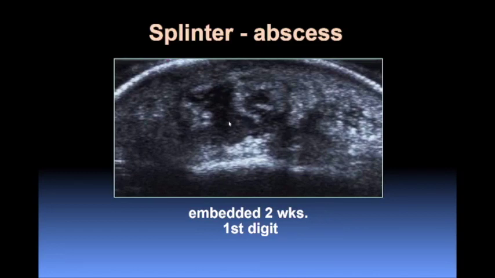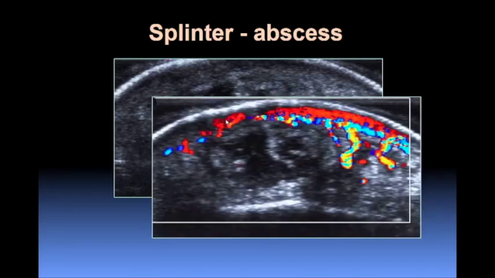Here is a patient who had a splinter that had been embedded for a couple of weeks, and you see this real hypoechoic area with these little echoes. And when we turned on color Doppler, these areas didn't fill in, and we could push and blot this area and see these little echoes moving around, and this was an abscess.